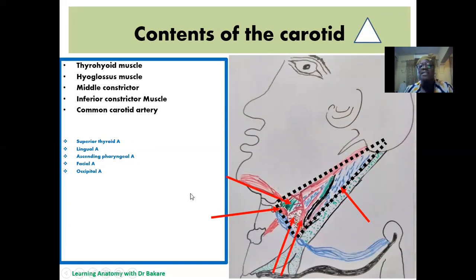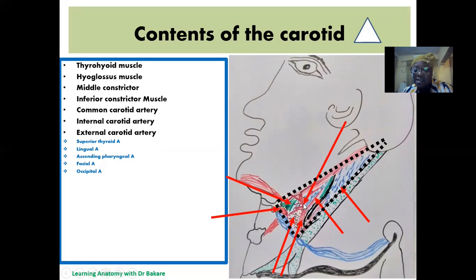The common carotid artery, of course, bifurcates into the internal carotid and the external carotid, and this occurs within the carotid triangle. So we have the internal carotid artery. This is the internal carotid artery going up to enter into the cranium to supply the brain tissue. Then we have the external carotid. This is the external carotid artery.